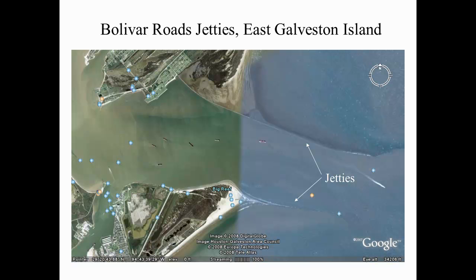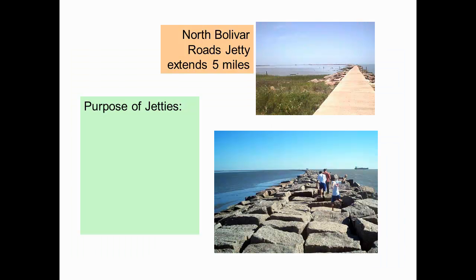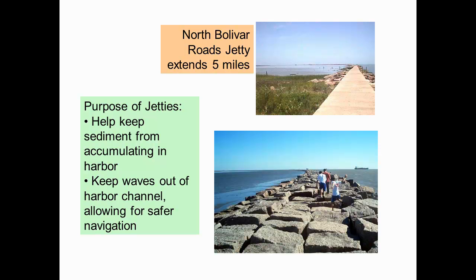But if you look closely, you can see that the ships are entering and leaving the harbor between these pairs of jetties. Now, one purpose of the jetties is simply to help keep sediment from accumulating within the harbor. When sediment accumulates within harbors, this requires expensive dredging to deepen the harbor in order to allow large ships to enter and leave. Another purpose of jetties is to keep waves out of the harbor channel, allowing for safer navigation.